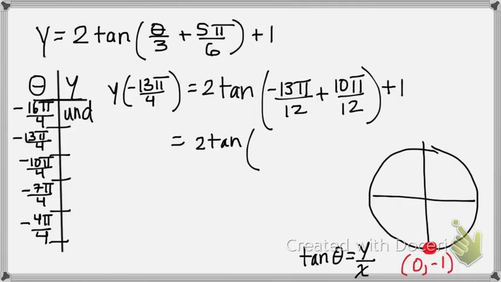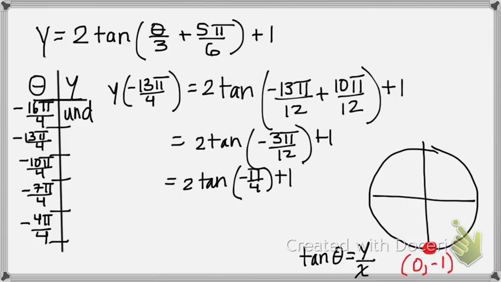All right, so what's going on here? Negative 13 plus 10 is negative 3 pi over 12 plus 1. All right, so that's 2 tangent, and negative 3 pi over 12 is negative pi over 4. Let's look at our unit circle, and we'll go over here to negative pi over 4. What are the coordinates of that point? Coordinates of that point are rad 2 over 2 and negative rad 2 over 2.